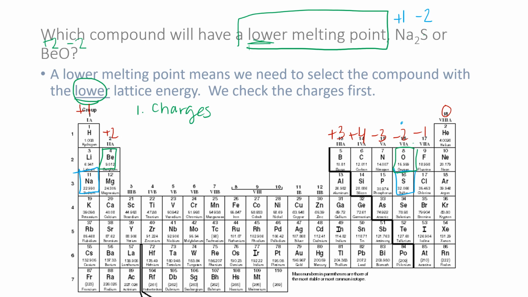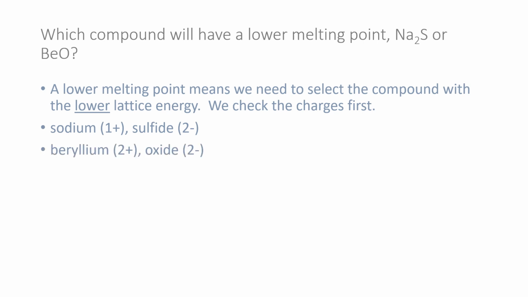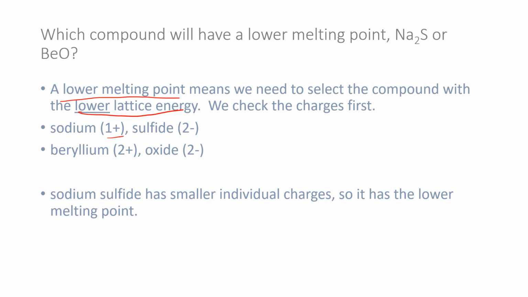So you guys tell me, what do you guys think would have the lower lattice energy? Now we said that sodium has a +1 charge, sulfide has a -2 charge, beryllium +2, oxide a -2. Now if we were to compare them, remember we are looking for the lower lattice, so the lower melting point, so we would have to look for the smaller charges. So from here I see this +1 is what would make it smaller. So sodium sulfide has these smaller individual charges, so it has the lower melting point, so lower lattice energy as well.